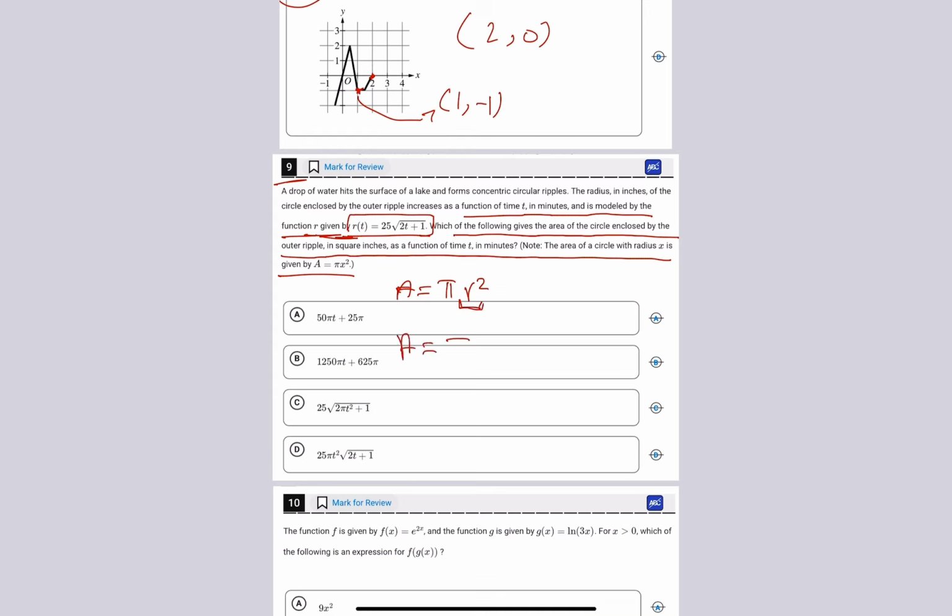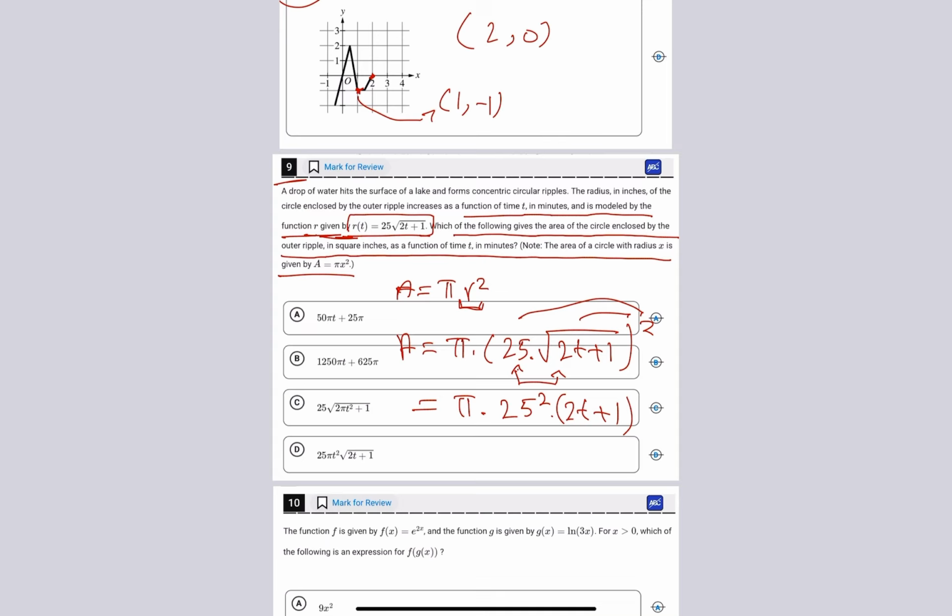Now I have A, which equals pi multiplied by 25 multiplied by the radius, 2t plus 1, squared. So this is pi, and you can distribute this. This is totally fine because 25 is not added to the square root. So I have 25 squared multiplied by 2t plus 1.